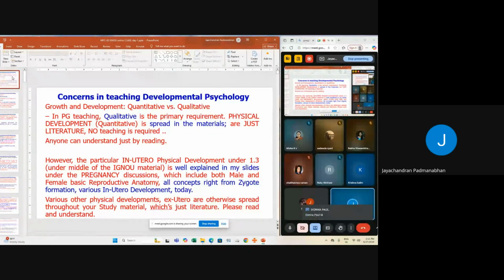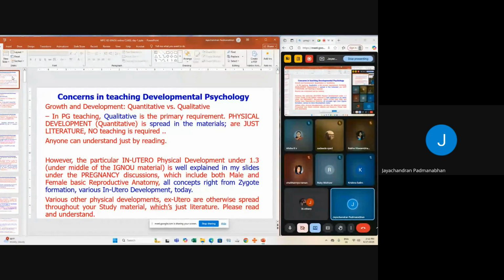However, the particular in utero physical development under 1.3, under middle of the IGNO material, is well explained. That's why I am mentioning in the first portion for you to get a clarity. It is well explained in my slides under the pregnancy discussions, which include both male and female basic reproductive anatomy. All concepts like from zygote formation, various in utero development today.